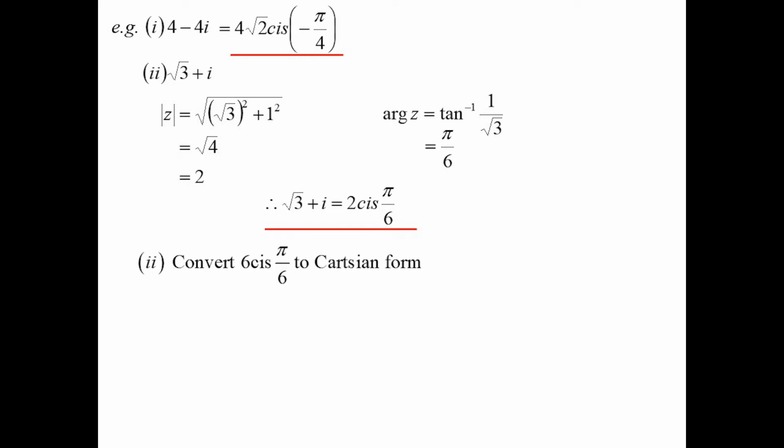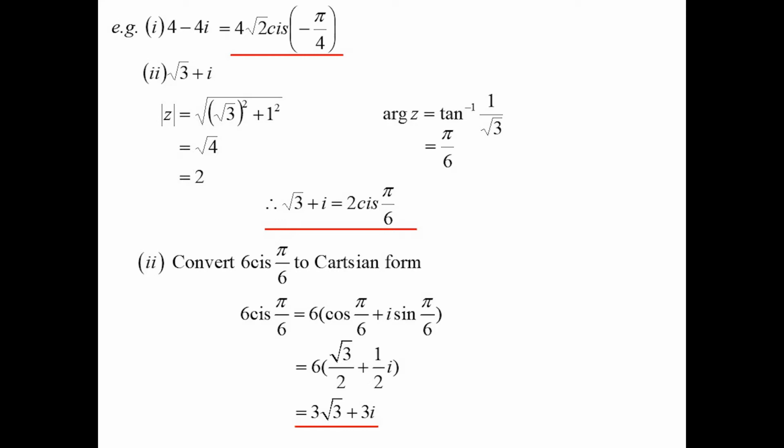Now, if I was going back the other way, that's where it's important we remember what cis actually stands for, because we can just expand it out. Remember, cis is actually 6 times the cosine of pi on 6 plus i sine pi on 6. Pi on 6 is 30 degrees, isn't it? So cos of 30 is root 3 on 2. Sine of 30 is a half. Expand that out and we get our answer. 3 root 3 plus 3i.